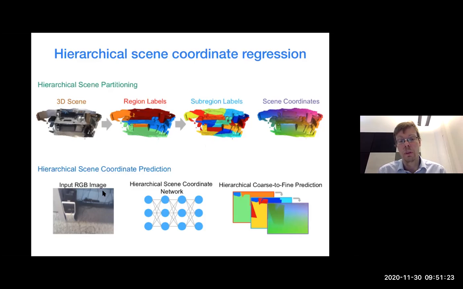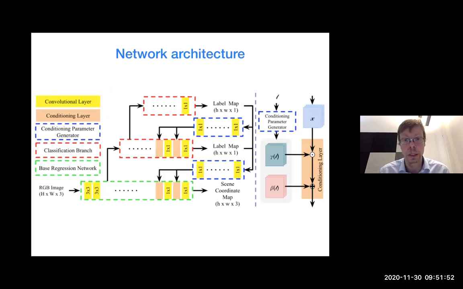So for a given input image, we take into account all the pixels in the image and try to predict the region labels for the pixels. First at the highest level of the hierarchy, and then at the finer level of the hierarchy. And finally, we predict the scene coordinates given the predictions of these regions. And this turns out to be useful in practice.